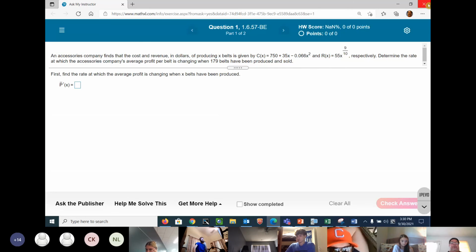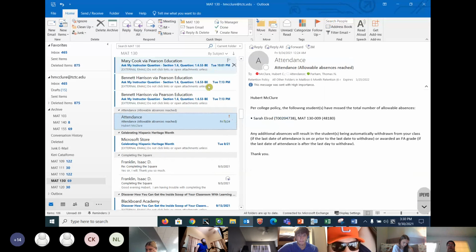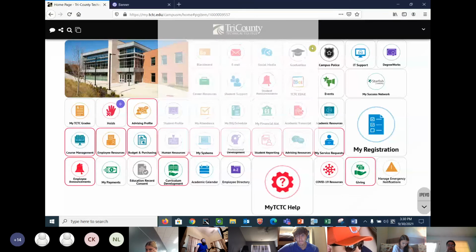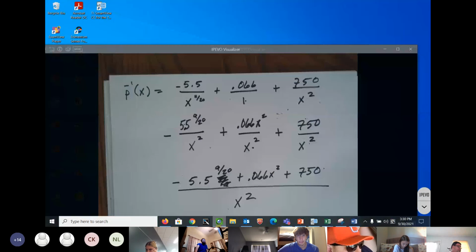Okay, so I'm going to leave the rest of these, and I'm going to get off of this, and we're going to go to the chain rule. How do you know when to use the chain rule? Parentheses. When you see parentheses and a power, you're going to use the chain rule.